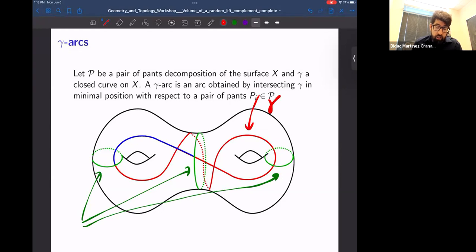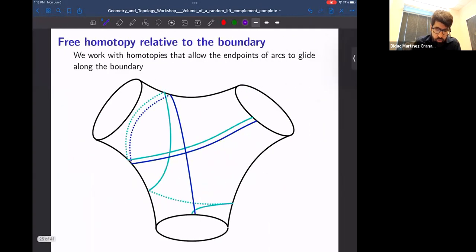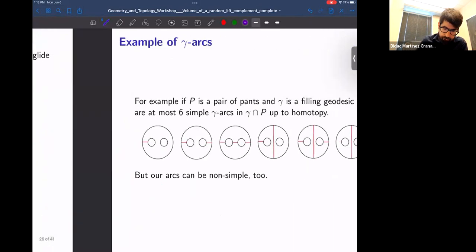What is a gamma arc? A gamma arc is just the intersection of our curve gamma with one of the pairs of pants in minimal position. So in this picture, this blue arc here would be a gamma arc. And we consider gamma arcs up to free homotopy relative to the boundary. So the endpoints of these arcs have to stay in the boundary, but we are allowed to glide them. So they can glide along the boundary.